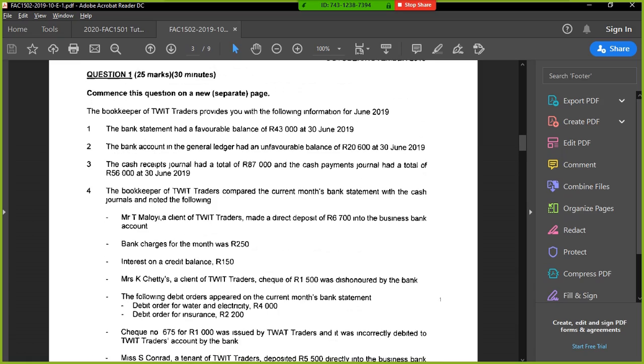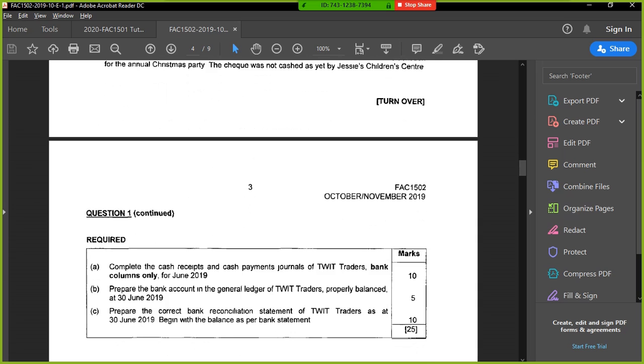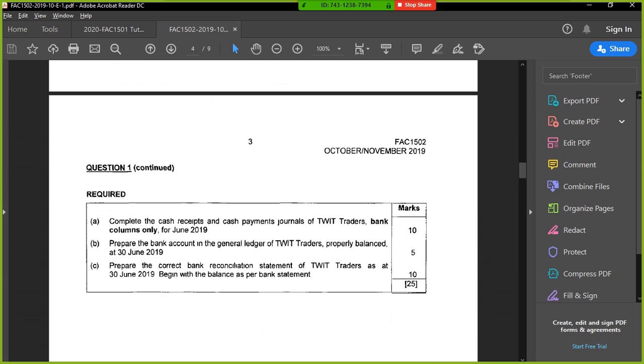It's a short one, not as long as the assignment. The assignment was a long one. Yes, this one's not as long. Eight points, that's it. Okay, have a look at the required. Do they want everything? Yes, they do.